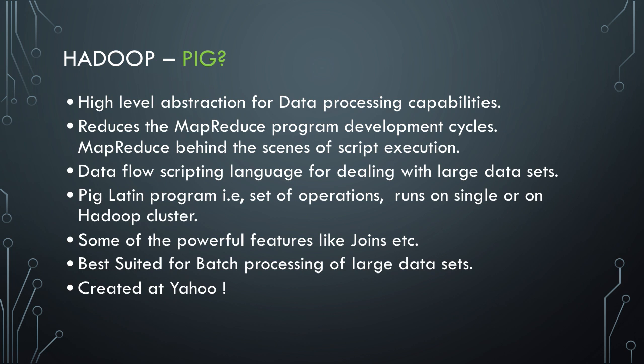So let's look at the next one. It's called Pig. Pig is a high level abstraction for data processing capabilities. What it means is that the data processing capabilities which are achieved through the MapReduce algorithm are abstracted to a higher level, because this reduces the MapReduce program development cycles. Behind the scenes, the script execution is done with MapReduce.